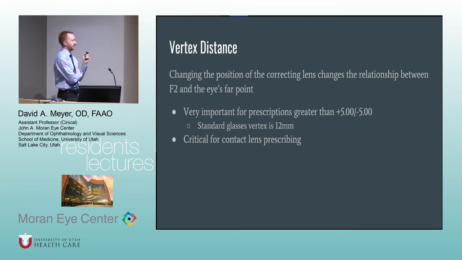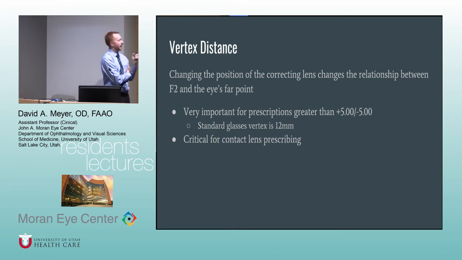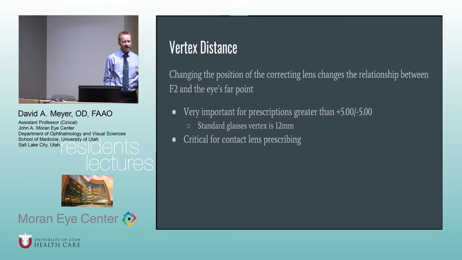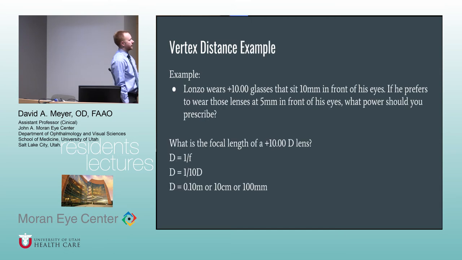Okay, vertex distance. Changing the position of the correcting lens changes the relationship between F2 and the eye's far point. For right now, we'll just talk about glasses, like where glasses sit on people's eyes. It's really, really important if your prescription is any more or any less than about a +5 or a -5. Standard glasses vertex, 12 millimeters. And it's even more critical for contact lens prescribing, which I don't know if we'll get much into today.